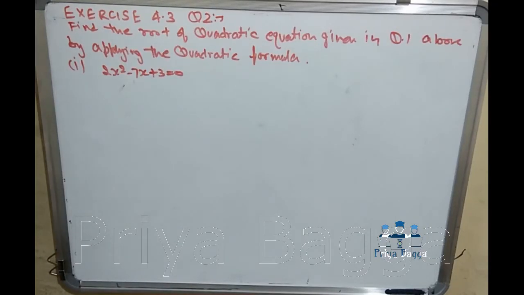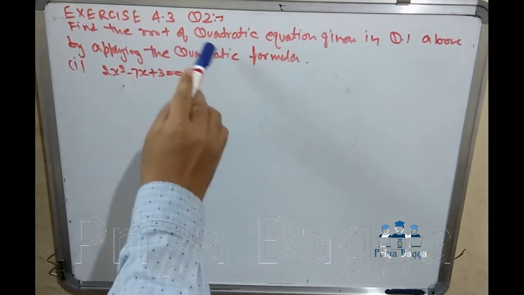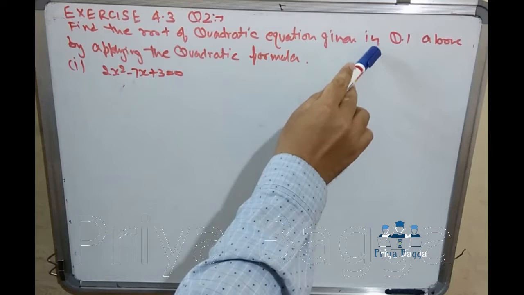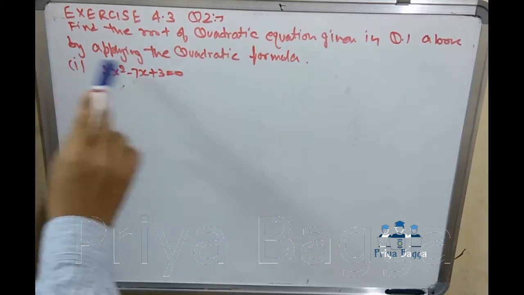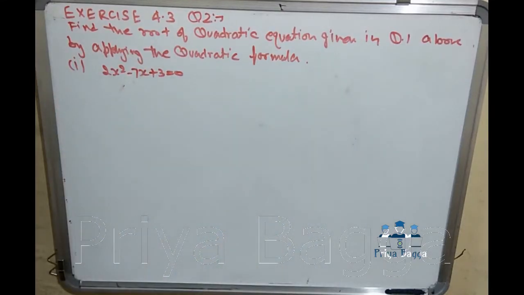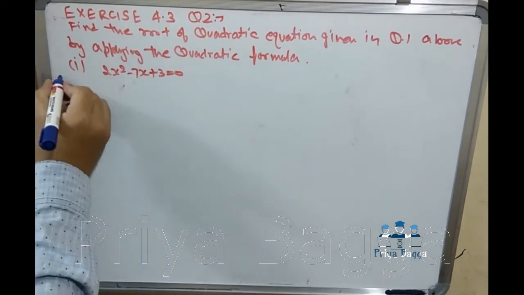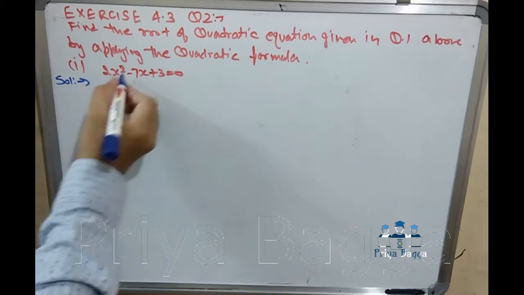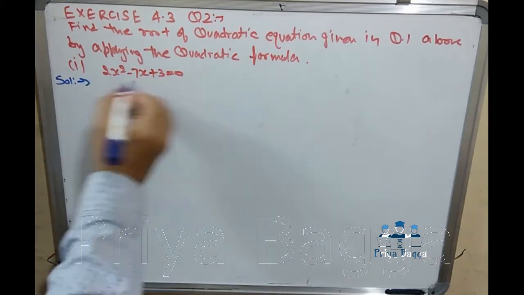So now we will solve the first part of question number 2 of exercise 4.3 of class 10th mathematics. The question is to find the roots of the quadratic equation given in question number 1 above by applying the quadratic formula. The equation given in question number 1 is 2x square minus 7x plus 3 is equal to 0. As usual, we will compare this equation with the standard quadratic equation.